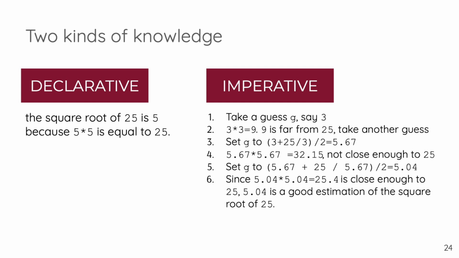Take a guess, say 3. Check if 3 times 3 is close to 25. Since 9 is far from 25, we take another guess. Now we compute a new guess using this formula. The result is 5.67. 5.67 times 5.67 is equal to 32.15 and is still not close enough to 25. We need to guess another value using the same formula. The result is 5.04. Since 5.04 times 5.04, which is equal to 25.4, is close enough to 25, we can say that 5.04 is a good estimation of the square root of 25.